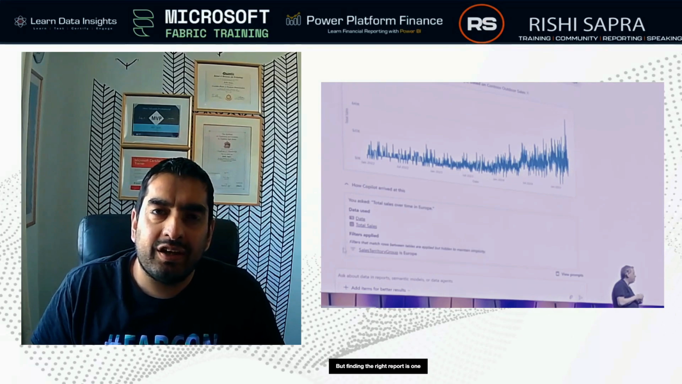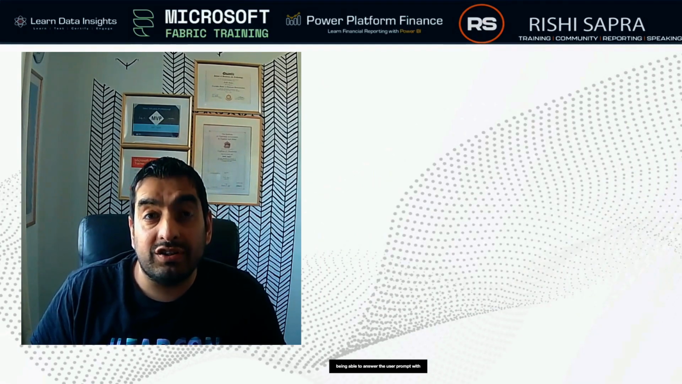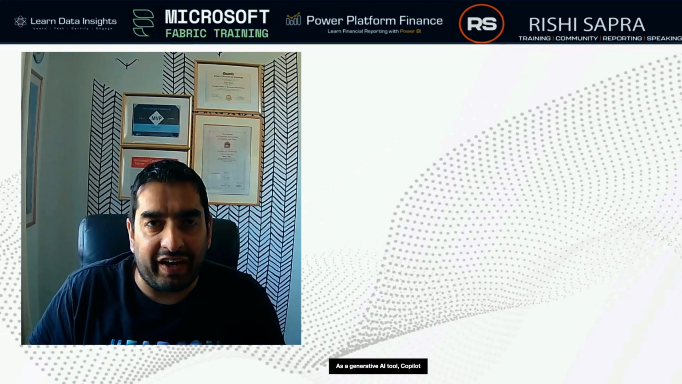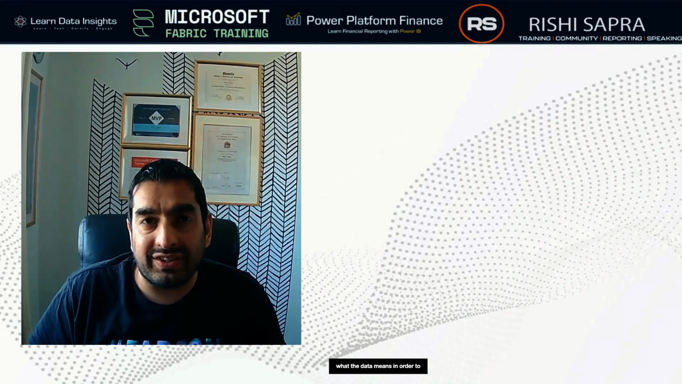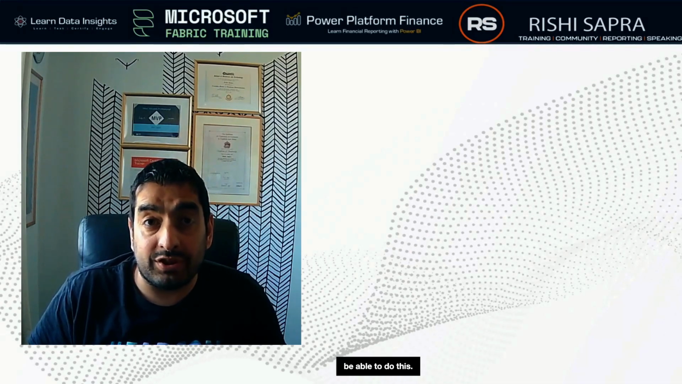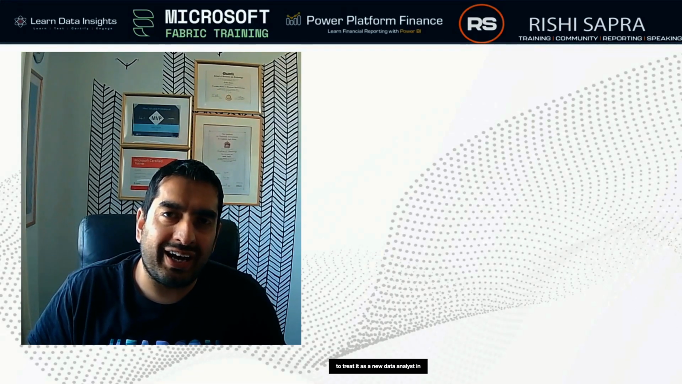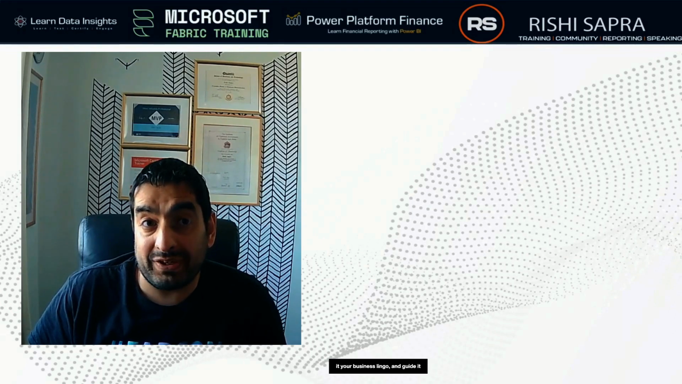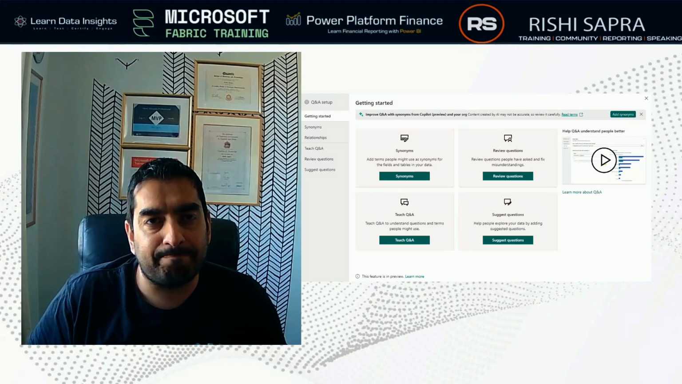But finding the right report is one thing. The other challenge is being able to answer the user prompt with the right response. As a generative AI tool, Copilot needs the business context as to what the data means in order to be able to do this. The message at FabCon was very much to treat it as a new data analyst in your team. Train it, teach it your business lingo, and guide it on how to answer certain types of queries.